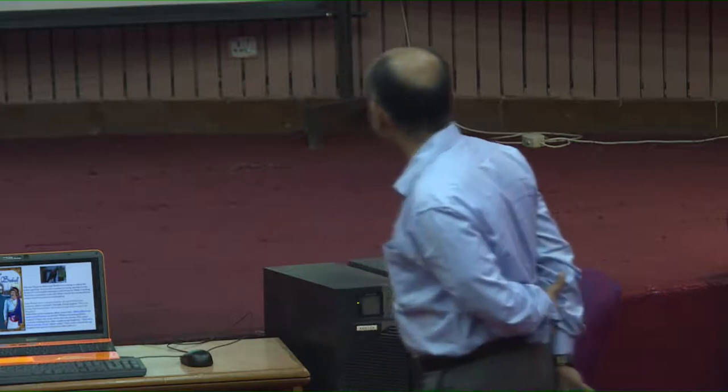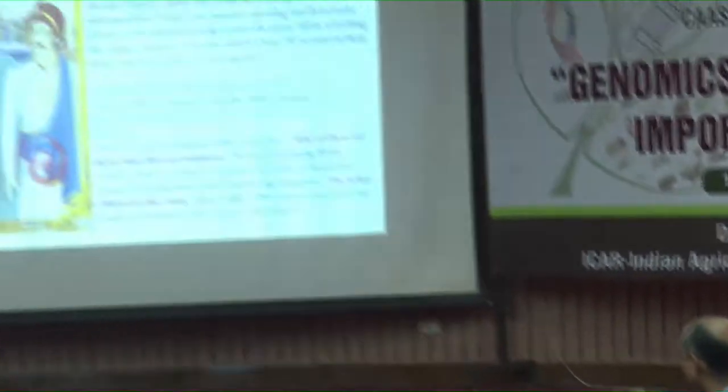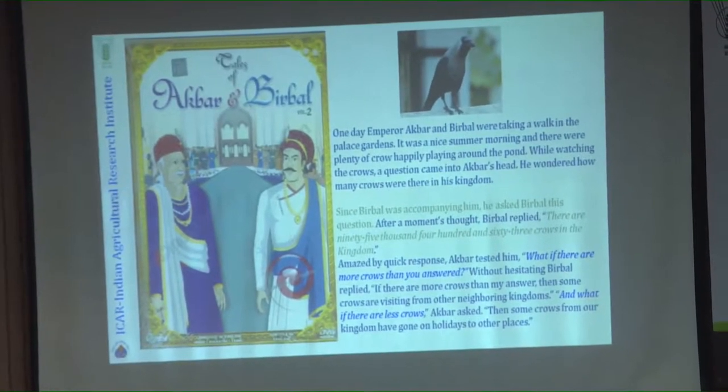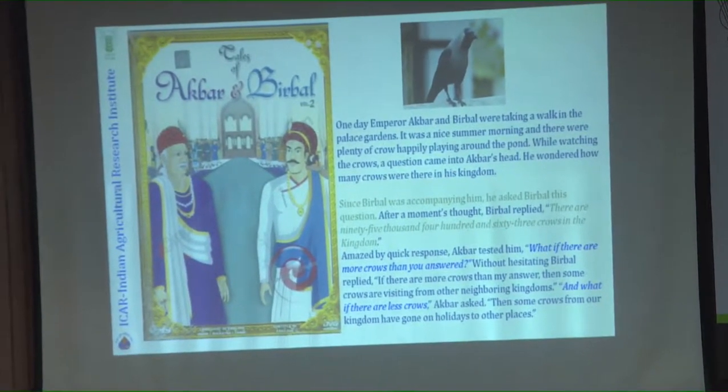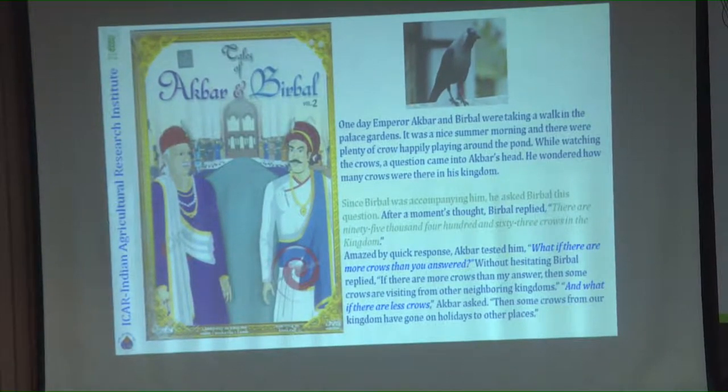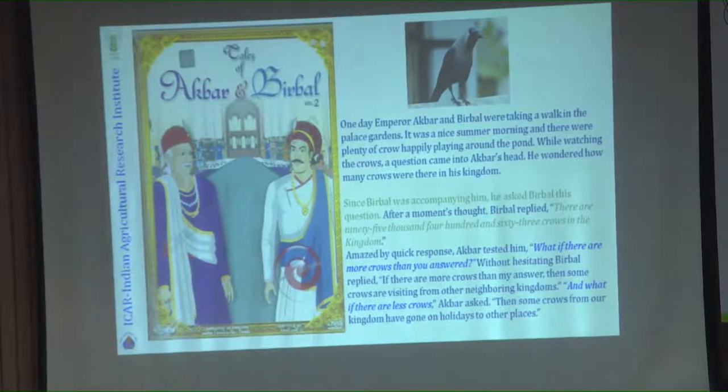People said there are 95,463 crows in the kingdom. Akbar was surprised and asked, what if there are more crows than you answered? They said, if there are more, then some friends have come from the neighboring kingdom. Then he asked, what if there are fewer crows? They said, some of the crows from my kingdom have gone to other kingdoms, visiting their friends.